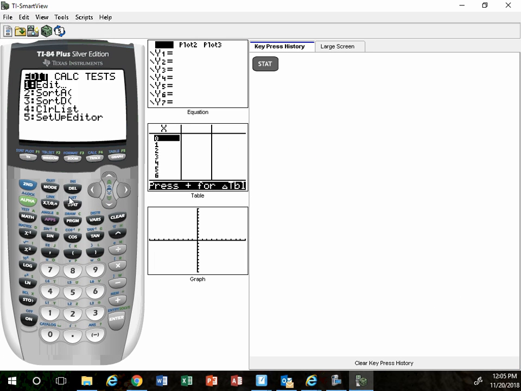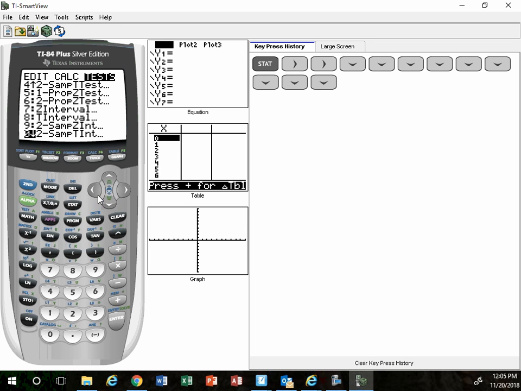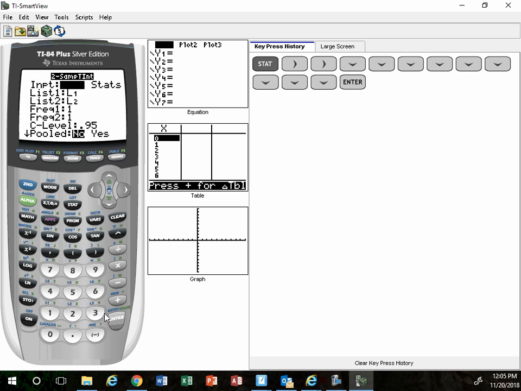All right, so we're going to go stat, tests. Okay, 2-sample t interval. I don't want data, I want stats. Now, we decided to do boys minus girls. Could you have done girls minus boys? Yes, absolutely. Your interval would just be negative instead of positive. You can do it either way, you just need to be clear with what you're doing.